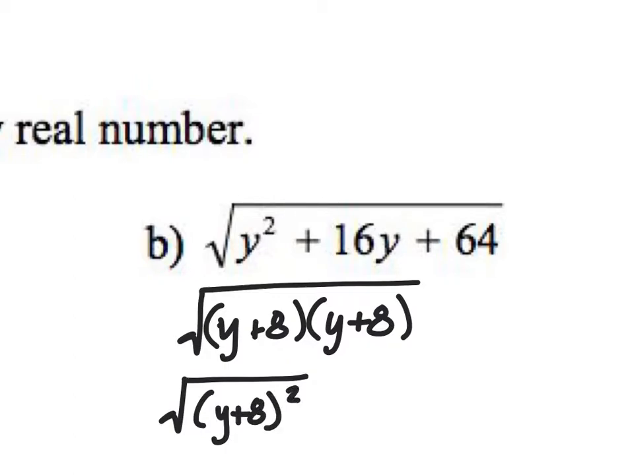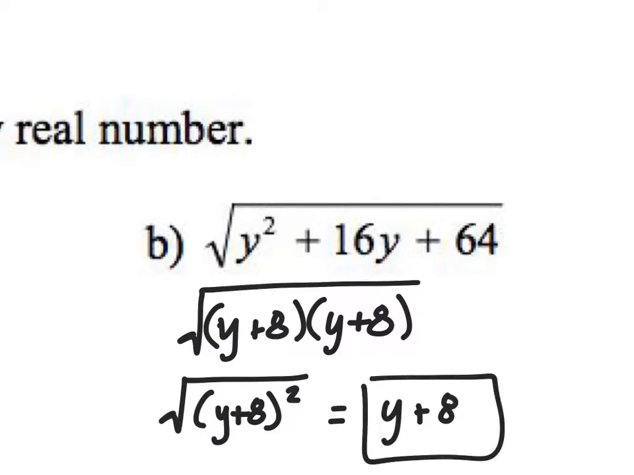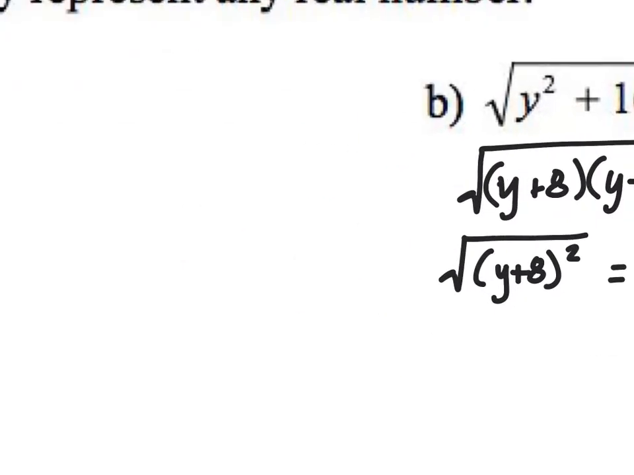Now let's think about it. What happens when I take something squared and take the square root of it? It eliminates the square. So what we're left with is just y plus 8. And that's it. Okay? All right, let's take a look at part C.